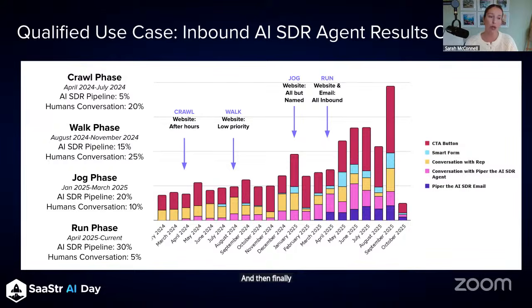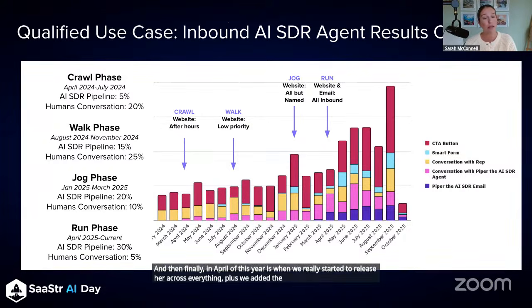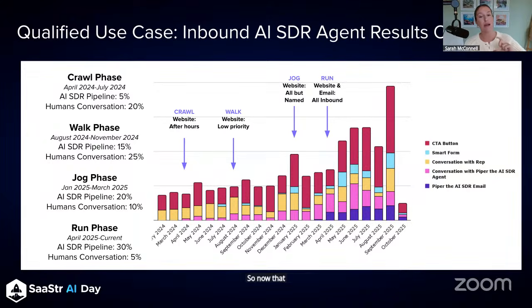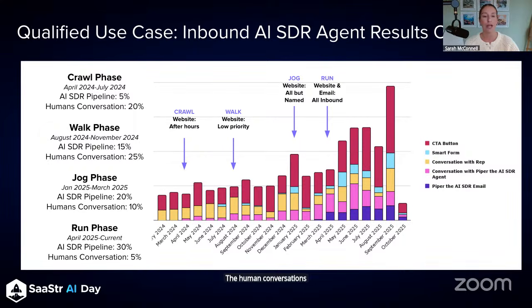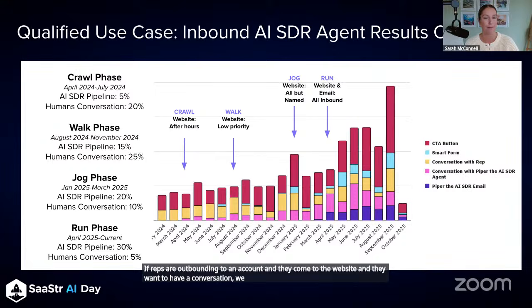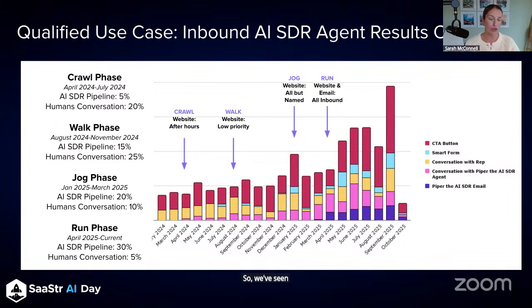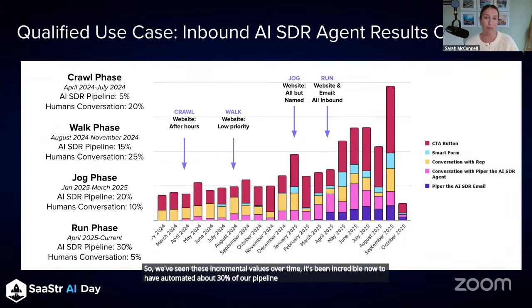And then finally, in April of this year is when we really started to release her across everything. Plus, we added the email functionality that you saw Maura show. And that's that purple bar. So now that pink and purple are taking up a much bigger chunk of our pipeline contribution that's coming from inbound. And it does about 30% of our pipeline on any given month. And I rely on our humans about 5% of the time. The human conversations are really like, if reps are outbounding to an account and they come to the website and they want to have a conversation, we want to make sure that they can. So we've seen these incremental values over time. It's been incredible now to have automated about 30% of our pipeline coming from this AI SDR.